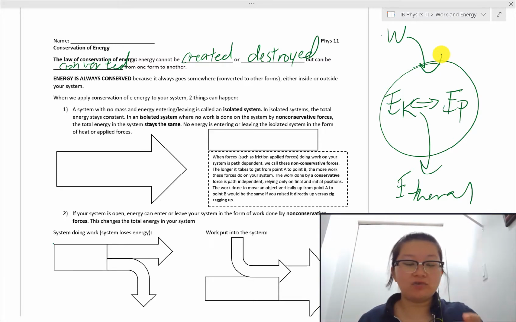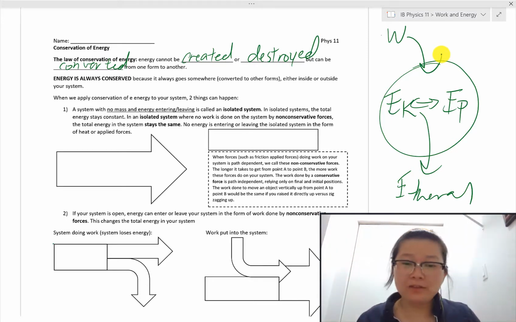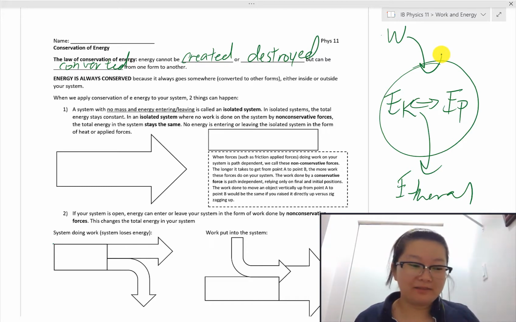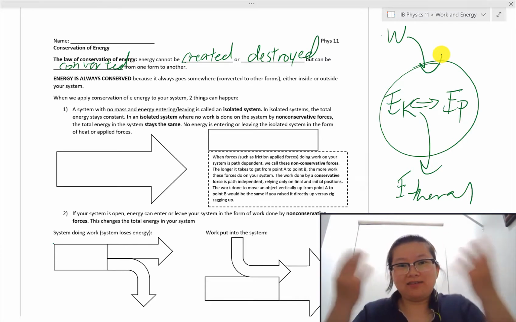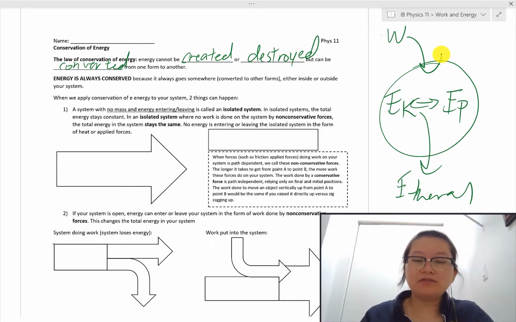Just like if I am drinking from this cup of latte, even though the amount of latte in my cup is now less, the latte has gone somewhere. It didn't just disappear. I mean, I enjoyed it.